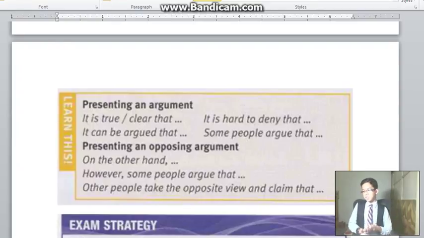Welcome back to the next part of the show. We're now at the first learner's box of Unit 7G. So now we're going to read it.